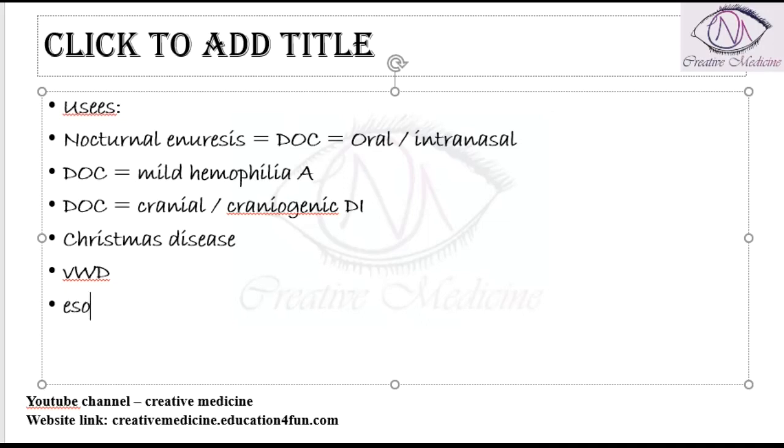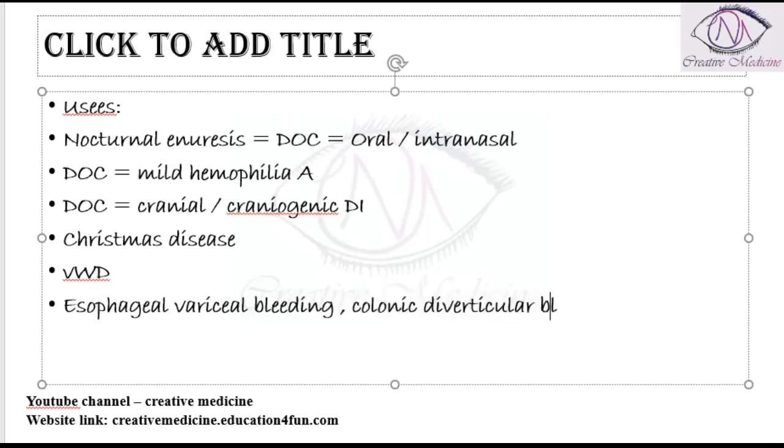They are also effective in some cases of esophageal variceal bleeding, because they cause vasoconstriction via V1 receptors, and they can also be used in colonic diverticular bleeding. The renal concentration test is also seen with vasopressin or desmopressin.